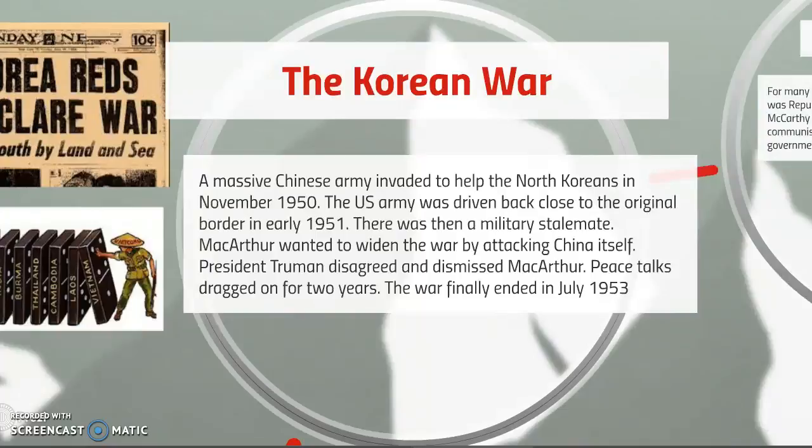MacArthur wanted to widen the war by attacking China itself. President Truman disagreed and dismissed MacArthur. Peace talks dragged on for 2 years, and the war finally ended in 1953. There was a big thing going on back in America, how no one wanted to be a part of this war, and I think there was something going on at college where they were against war.